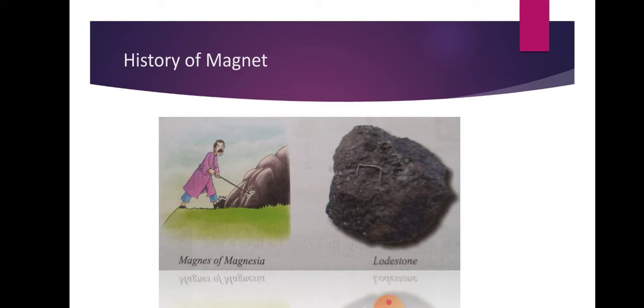So, there used to be a shepherd in Greece. His name was Magnus. He used to have a stick which had an iron tip in the front. So, one day what happened? He reached a large black rock and he found that he could not take his stick out of the rock.